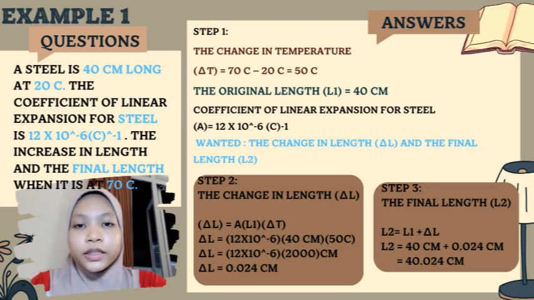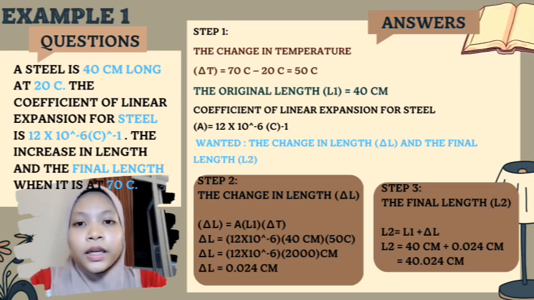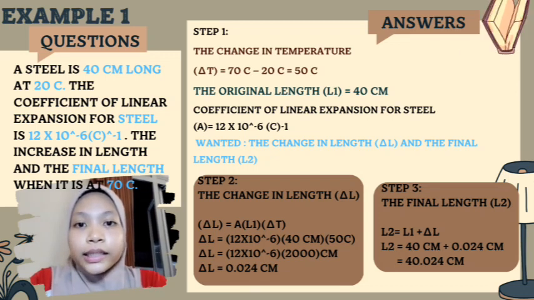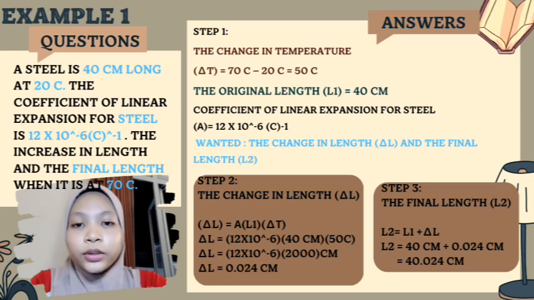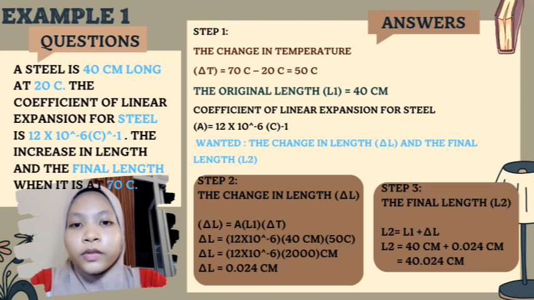Step 2, find the change in length. Use the formula: change in length equals alpha multiplied by L1, where L1 is the original length, multiplied by the change in temperature. Calculate that and the answer is 0.024 cm. Next, step 3, find the final length L2. The formula is L2, the final length, equals L1, the original length, plus the change in length. So 40 cm plus 0.024 cm equals 40.024 cm.